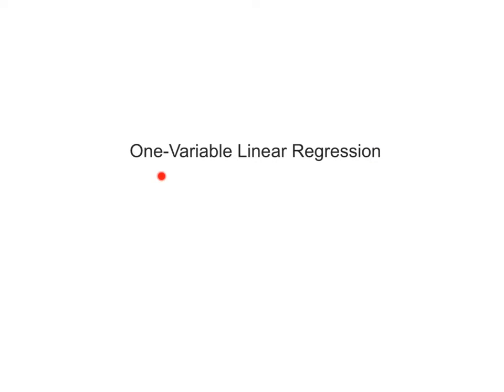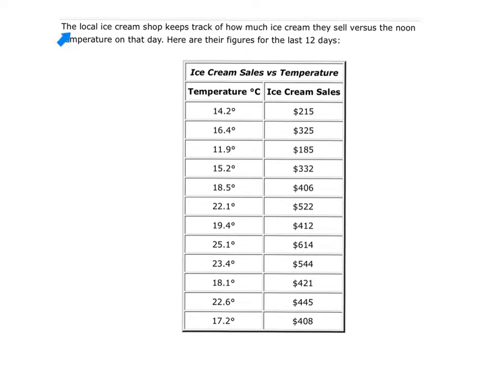In this lesson, we're going to look at one variable linear regression. Here we have the local ice cream shop that's keeping track of how much ice cream they sell versus the noon temperature on that day. In our figure of data, we have a left-hand column which contains the noontime temperature for each day that this was collected, and the right-hand column is the corresponding ice cream sales for each day the data was collected.